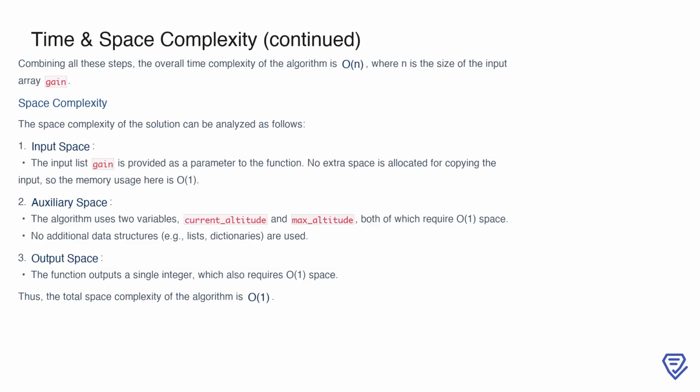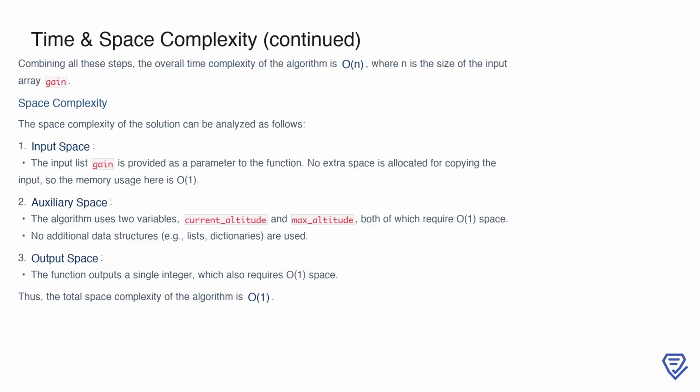First, the input list gain is provided as a parameter to the function, and no additional copies of this array are created, so the memory usage for the input is O(1). Next, the algorithm uses two variables, current_altitude and max_altitude, both of which occupy constant space, or O(1). Importantly, no additional data structures like arrays or dictionaries are used, meaning there's no extra auxiliary memory needed. Finally, the output of the function is a single integer, which also contributes O(1) to the space complexity. Combining all of these considerations, the total space complexity of the solution is O(1), making it very efficient in terms of memory usage.